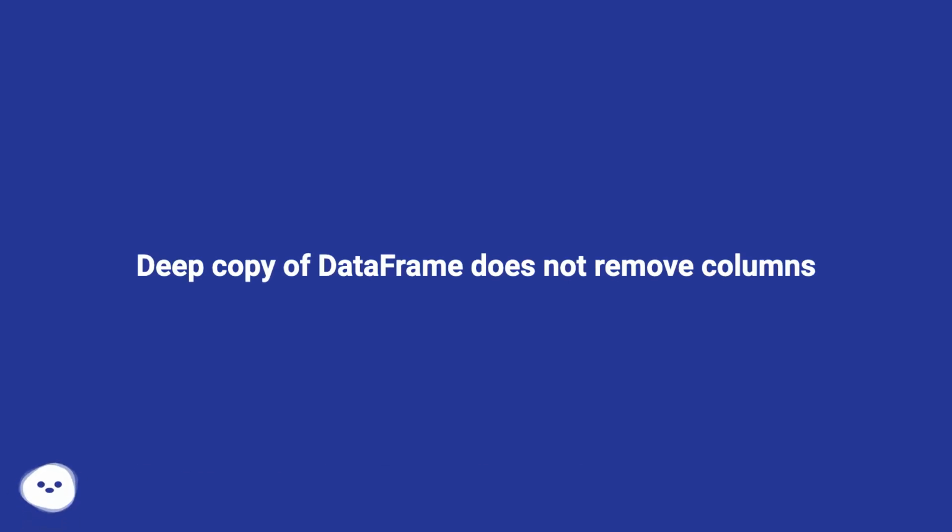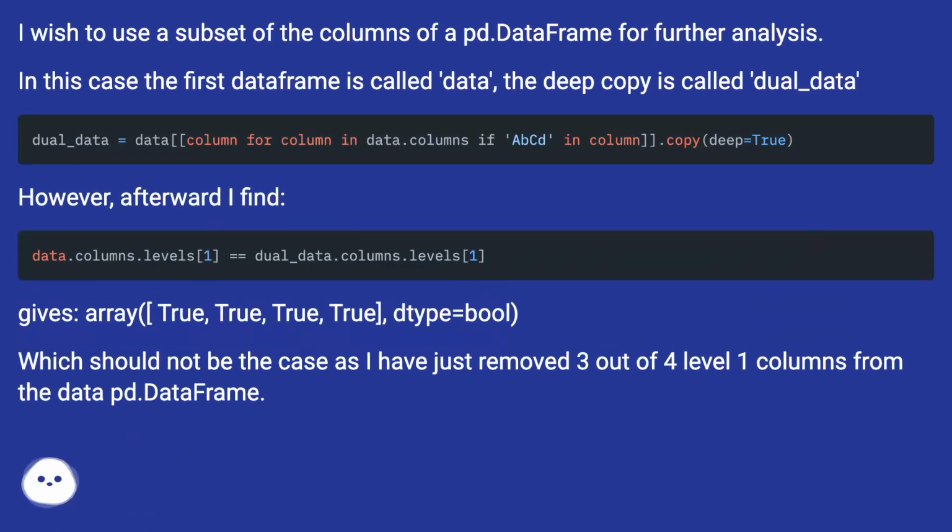Deep copy of DataFrame does not remove columns. I wish to use a subset of the columns of a pandas DataFrame for further analysis. In this case, the first DataFrame is called data. The deep copy is called dual_data.